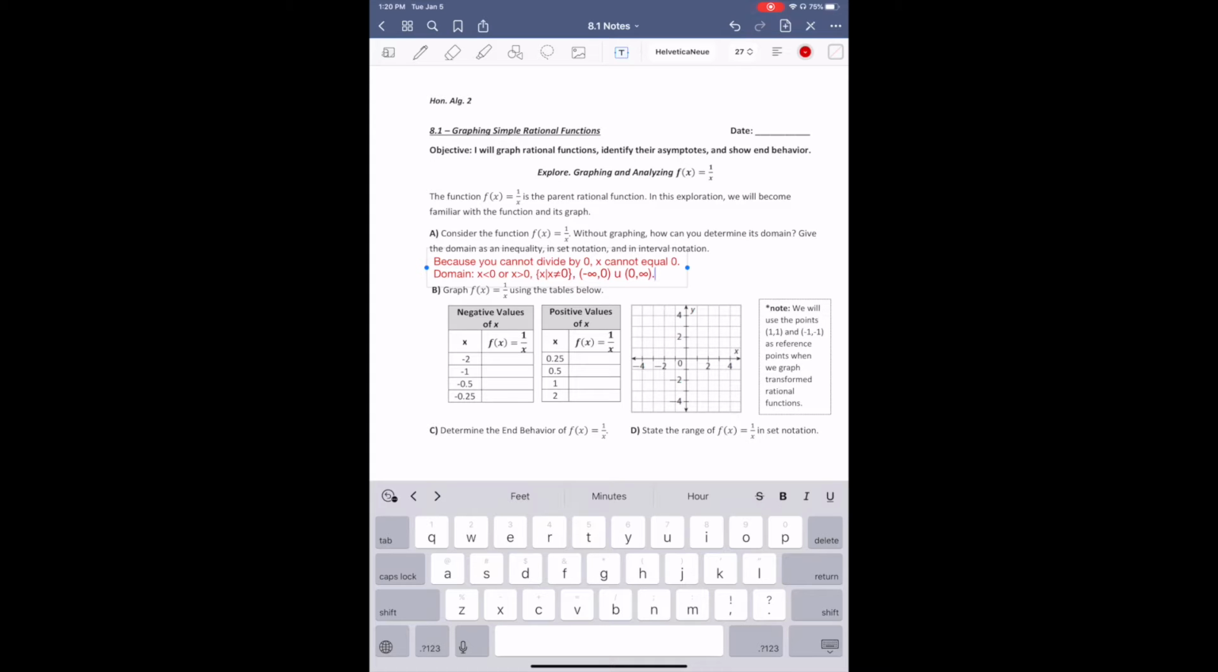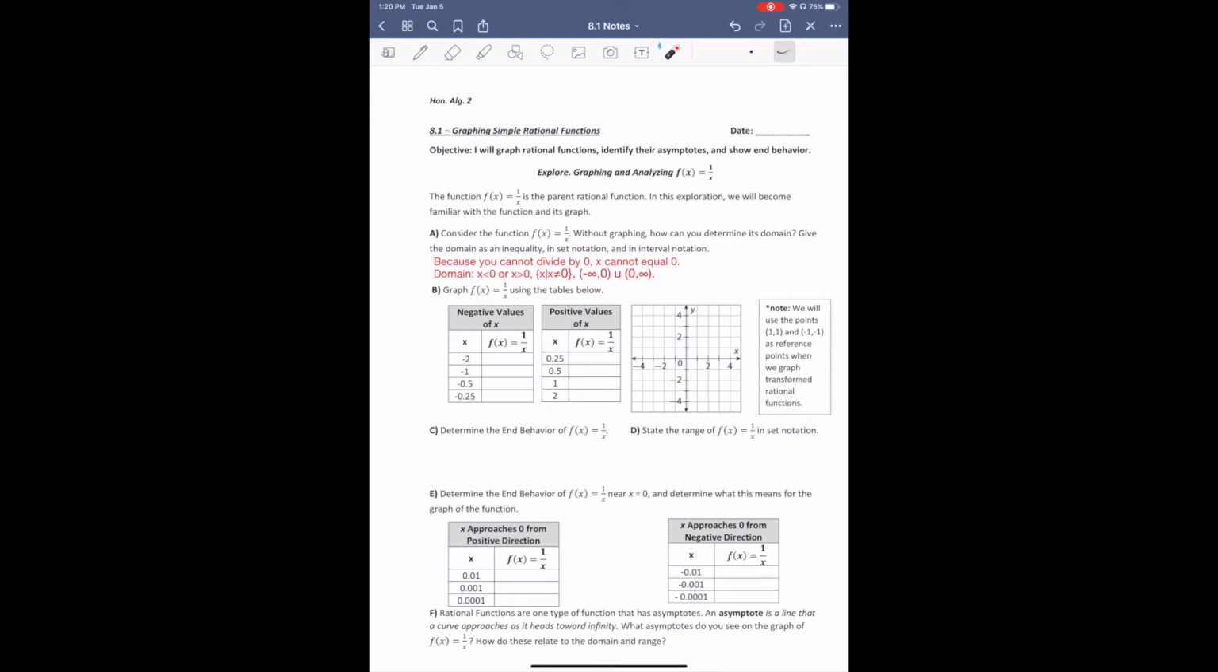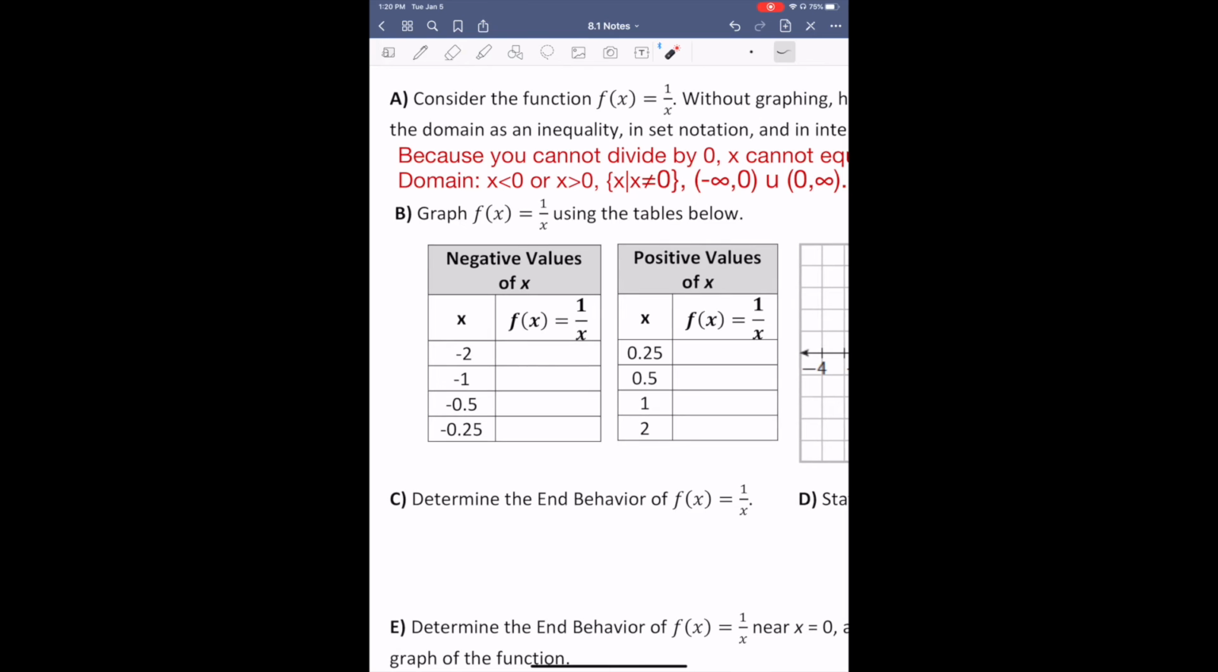We are given a table of values. You can see we have f of x equals 1 over x. And you are given a set of values, so I'm going to ask you to plug those into your calculator, or if you're doing this by hand, that's also fine. 1 divided by negative 2 is simply negative 1/2. 1 divided by negative 1 is negative 1. 1 divided by negative 1/2 is negative 2. And 1 divided by negative 0.25 gives us negative 4.